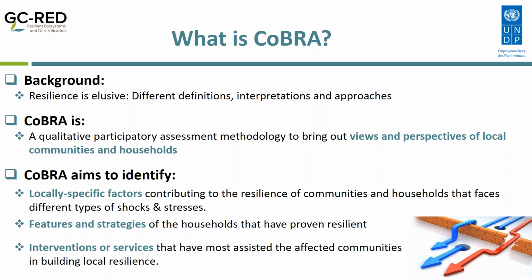In almost all communities, there are households who have coped better with shocks and stresses than others. For example, some households were able to maintain their basic livelihood without external support, or restore their livelihood faster than others. So CoBRA tries to identify these households and then find out how they are different from other households, and if there are any special approaches or strategies adopted by them.